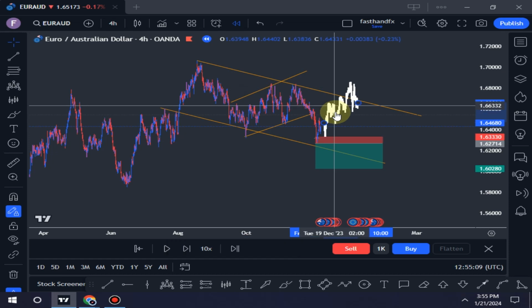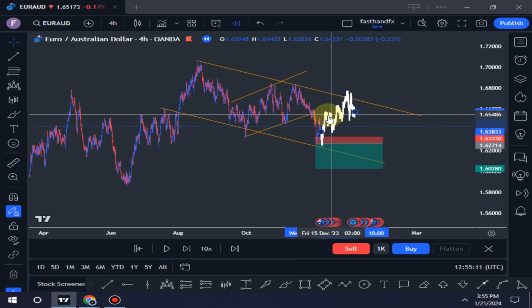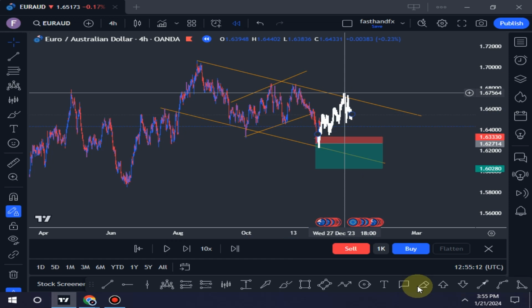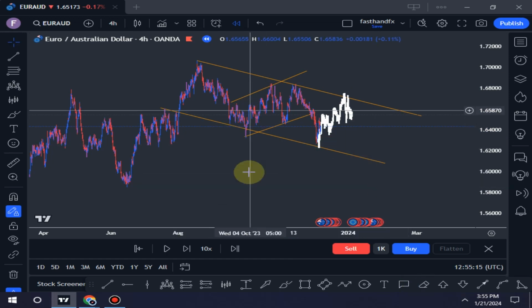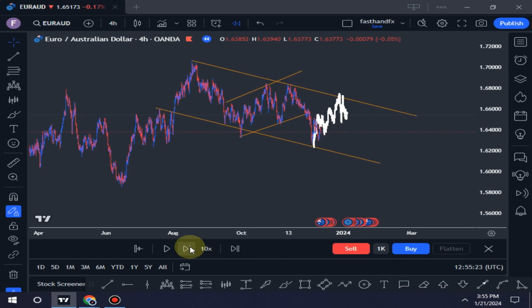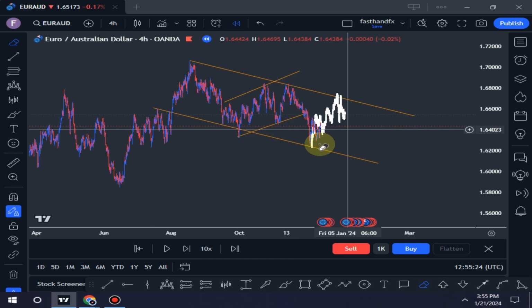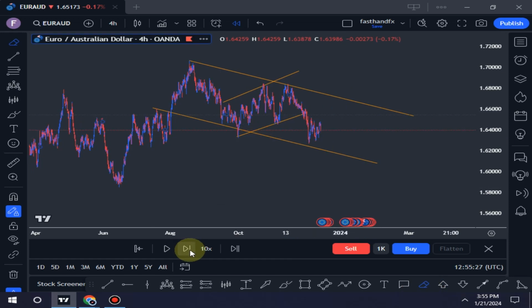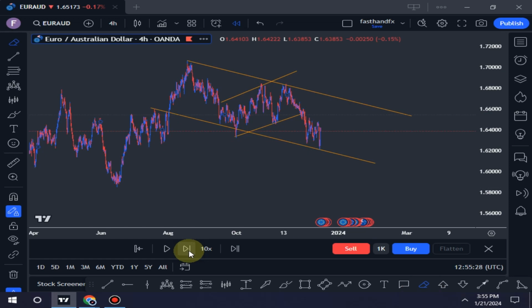So this was the type of anticipation that you guys probably need to wait for. That's the type of play. If you clone this level, make it there, now you see price doing its thing. I'll remove this. So price doing its thing.